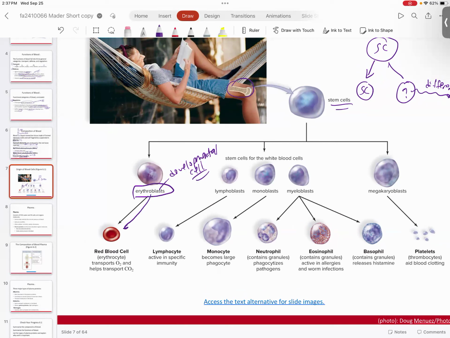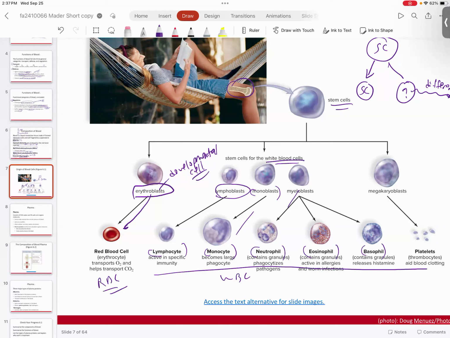There are other types of cells, however, that these stem cells will produce. So they'll reproduce and they'll create what's called the cell lineage for the white blood cells. For instance, you'll create what's called lymphoblasts, which will develop into lymphocytes, monoblasts, which will develop into monocytes, and myeloblasts, which will develop into neutrophils, eosinophils, and basophils. So this has basically three different lineages. These are all your white blood cells, this group here. And these are your red blood cells. One of those cells, called the megakaryoblast, will actually develop into platelets.